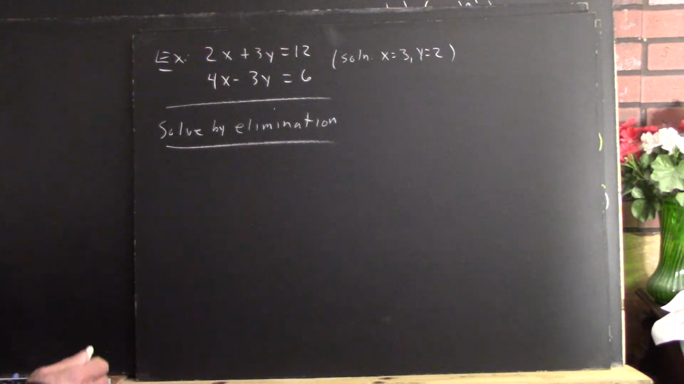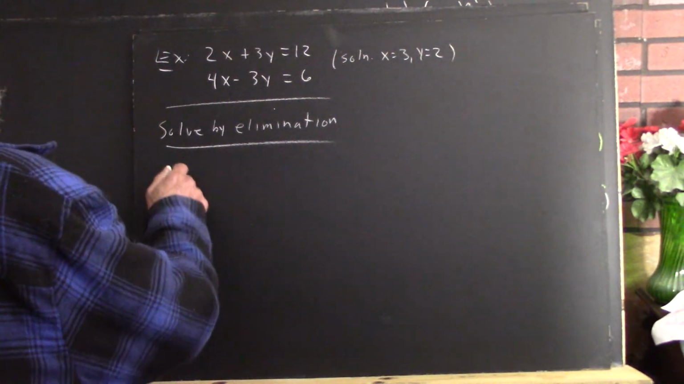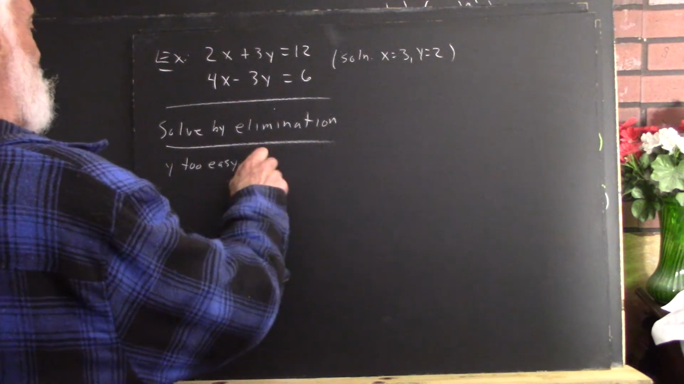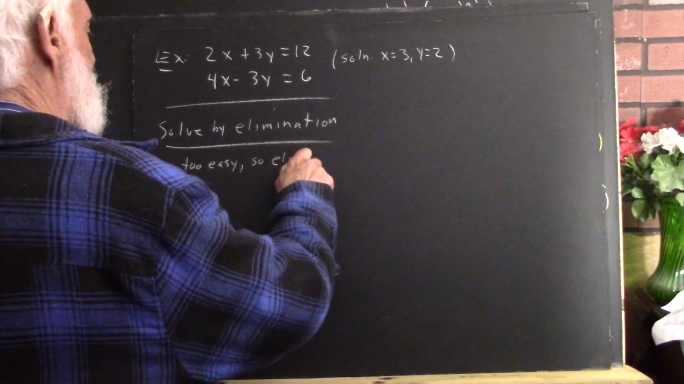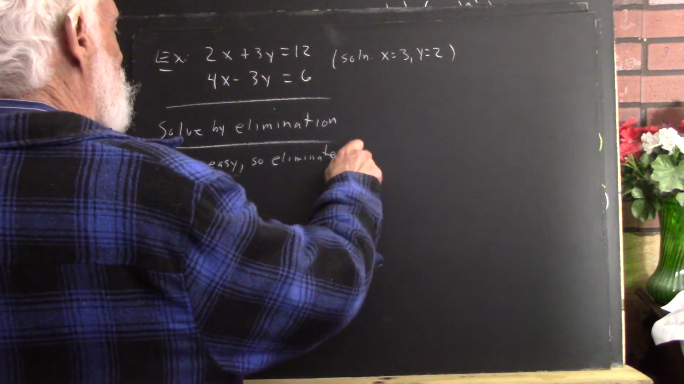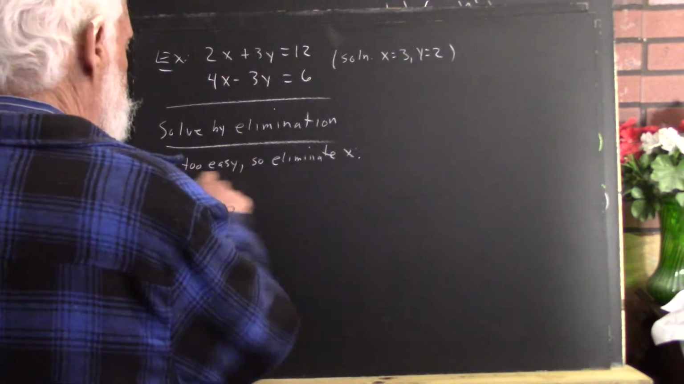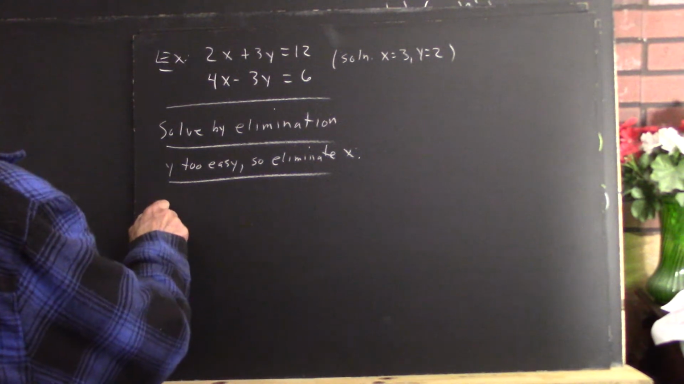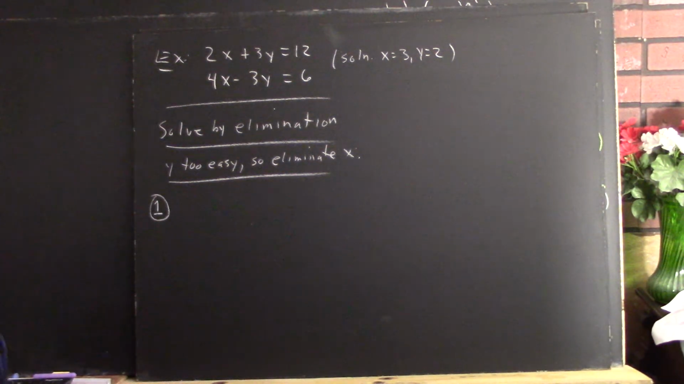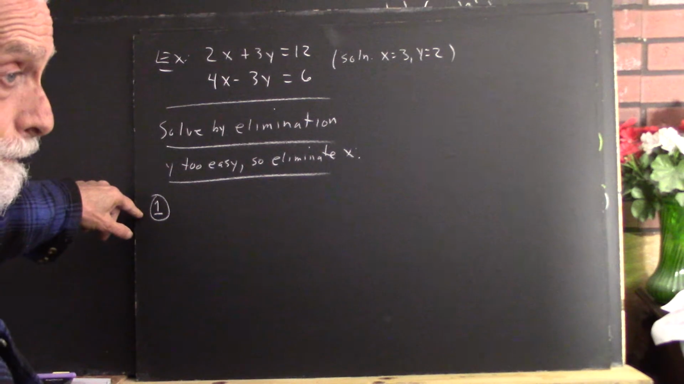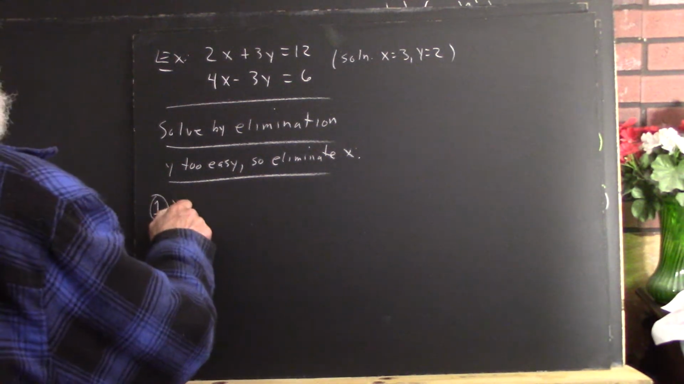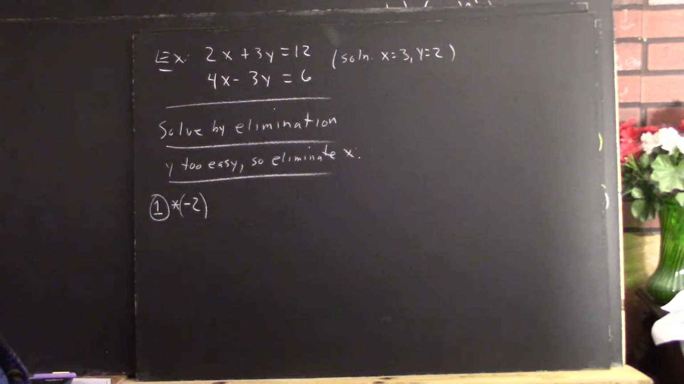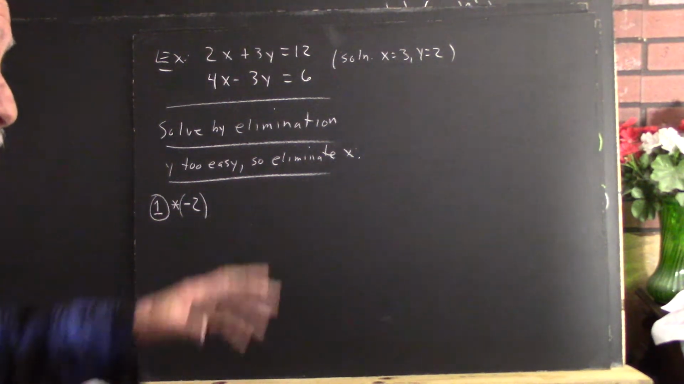To eliminate x, I'll say y is too easy. So we're going to eliminate x. What we do is we take the first equation, which I'll indicate by a circled 1, and we multiply it by -2. Now you see why I would do that in a minute.